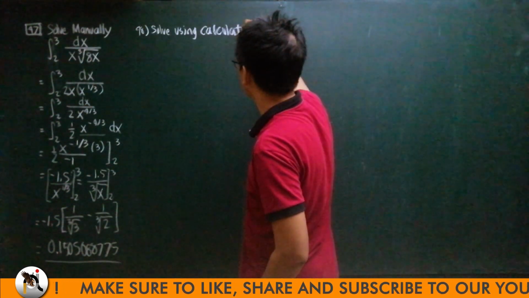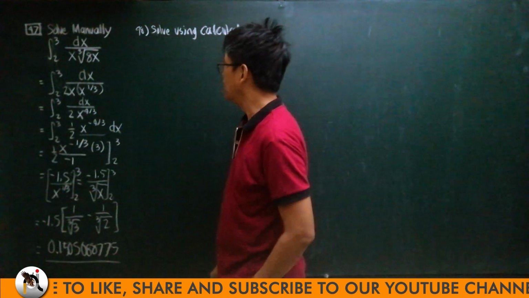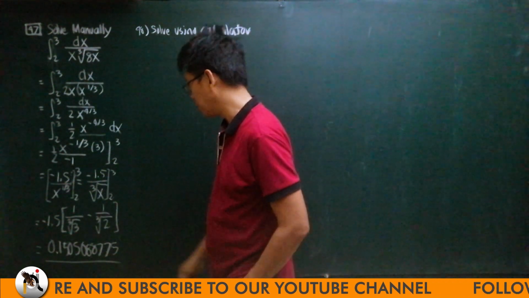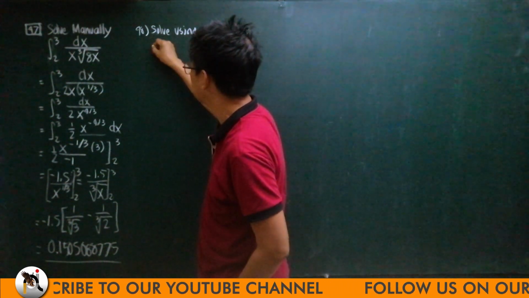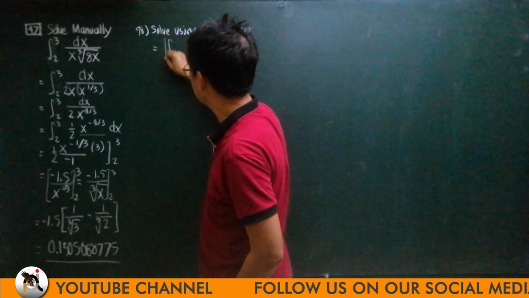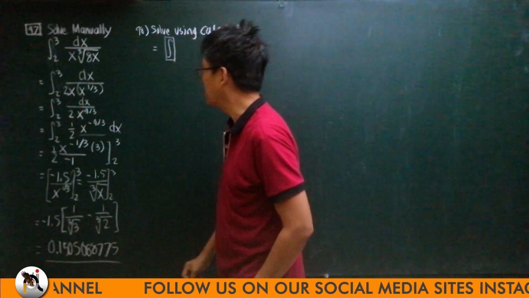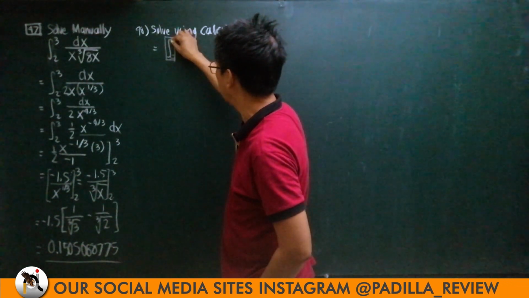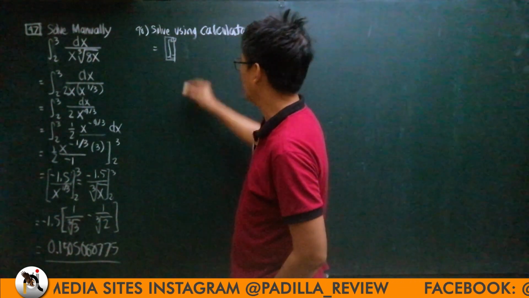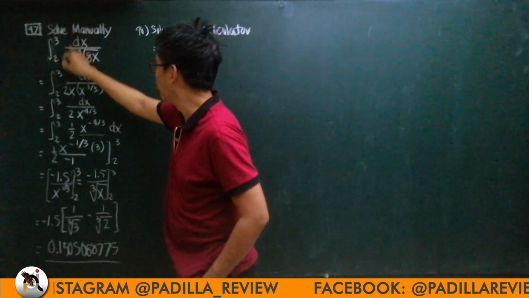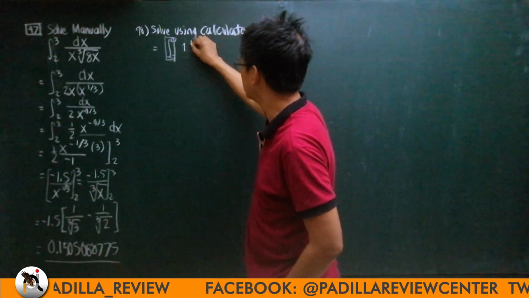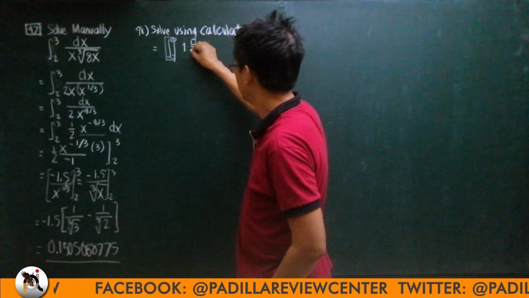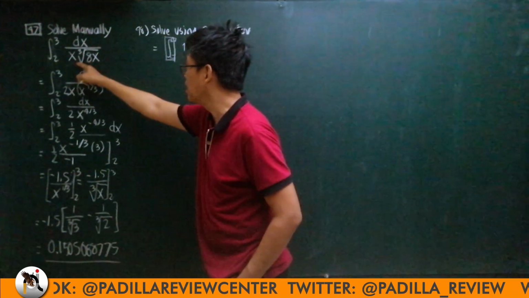Solve using calculator. Okay? So, using our calculator, we will press the integral key, then the lower limit and upper limit. So, you have 1 over. Press the fraction key. This time, you are in the denominator.